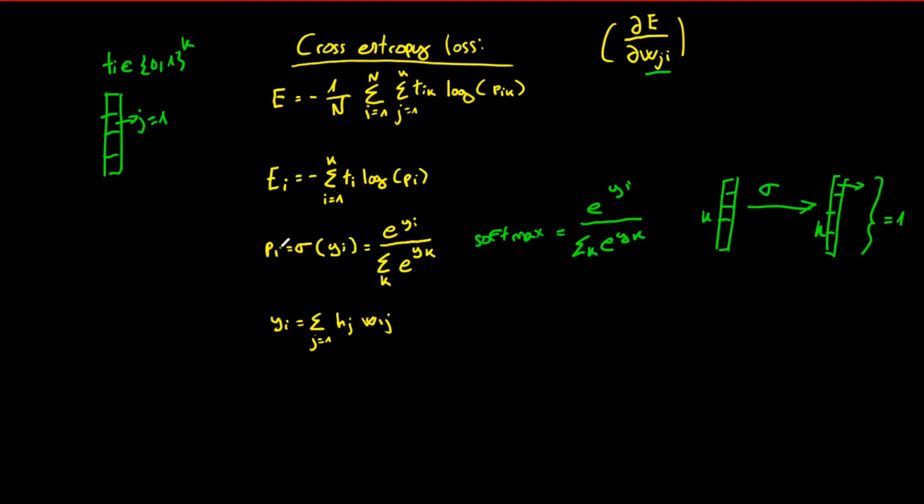So it gives us the probability of that sample I belonging to each class. So what is the output of our layer? It's simply the dot product between the weights of our layer and the output of the previous hidden layer. And we are expressing this dot product as a summation of products of elements.